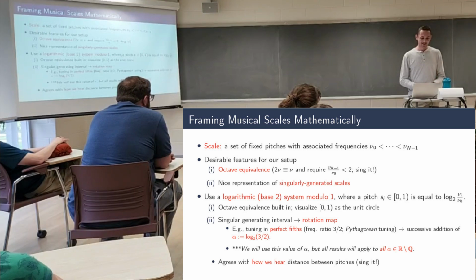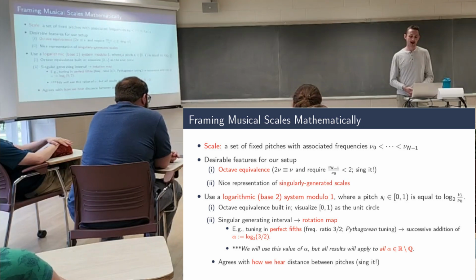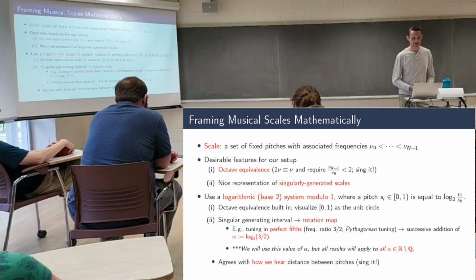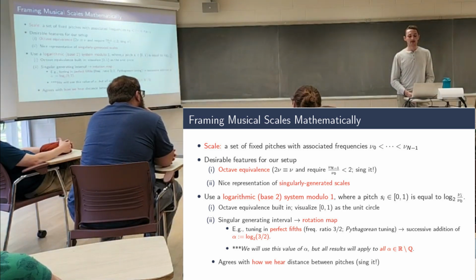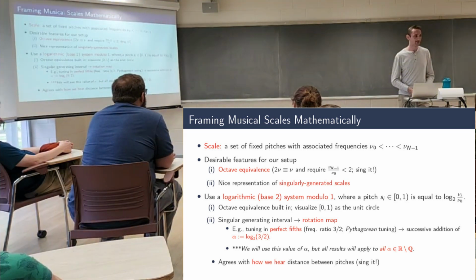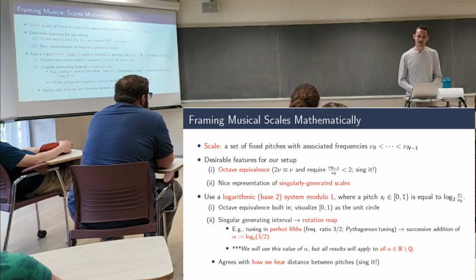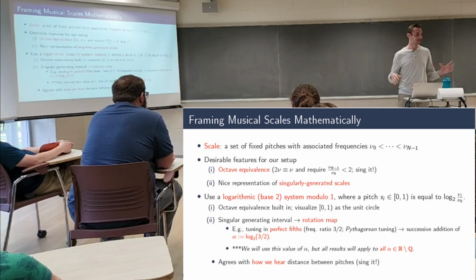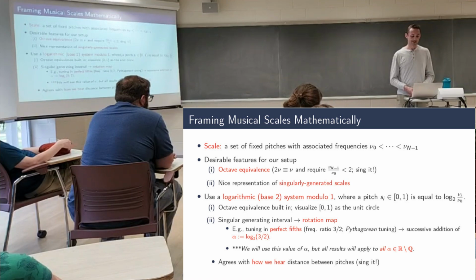And for the second feature, if we have our single generating interval or frequency ratio, this becomes what's called a rotation map. For example, if we tune using the frequency ratio of 3/2, which is called a perfect fifth in Western music, or Pythagorean tuning, then instead of multiplying by 3/2 over and over, with a logarithmic scale we are successively adding log base 2 of 3/2, which we will call alpha, the generating interval. We will use this for all of the examples in the presentation, but all of our results will apply to any irrational value of alpha.